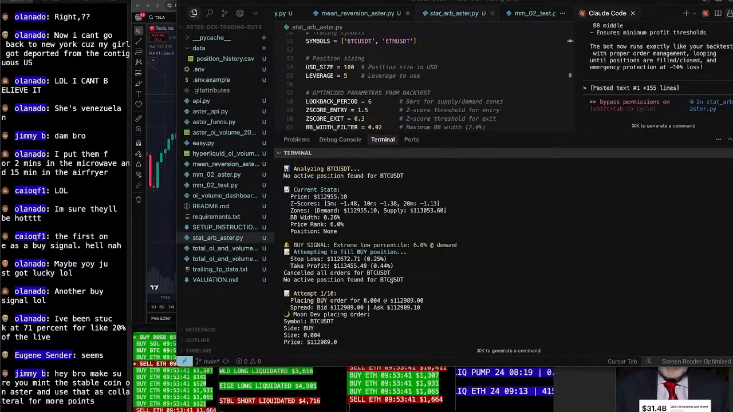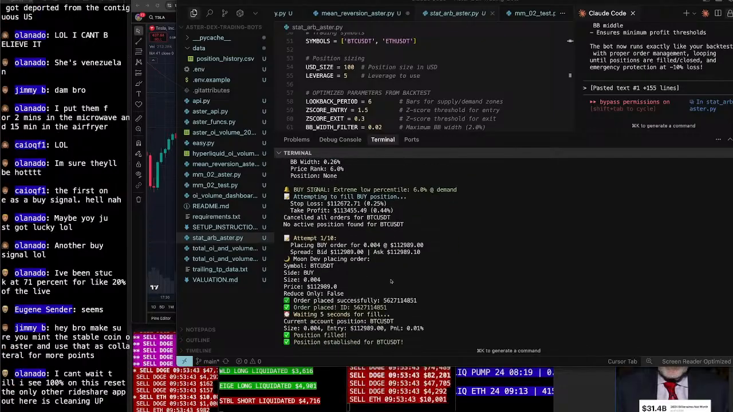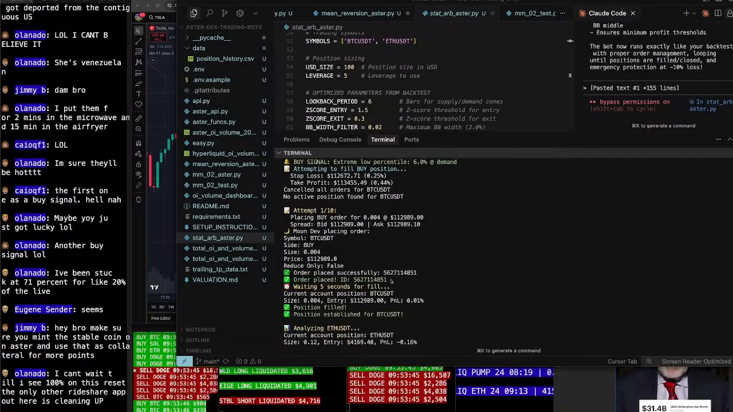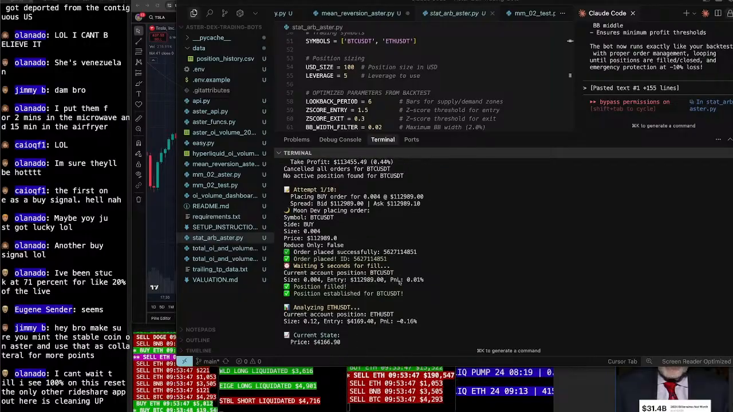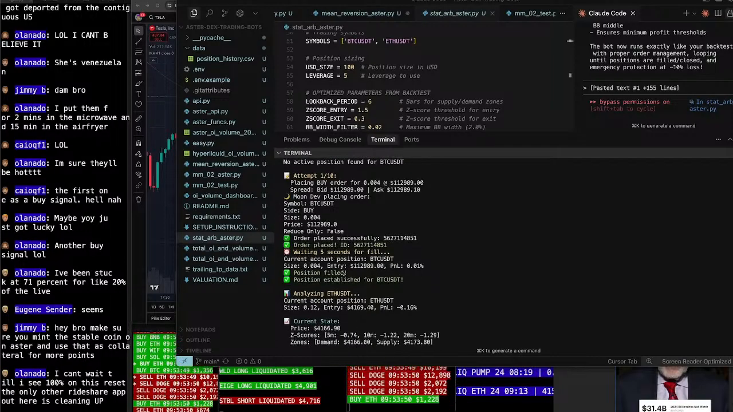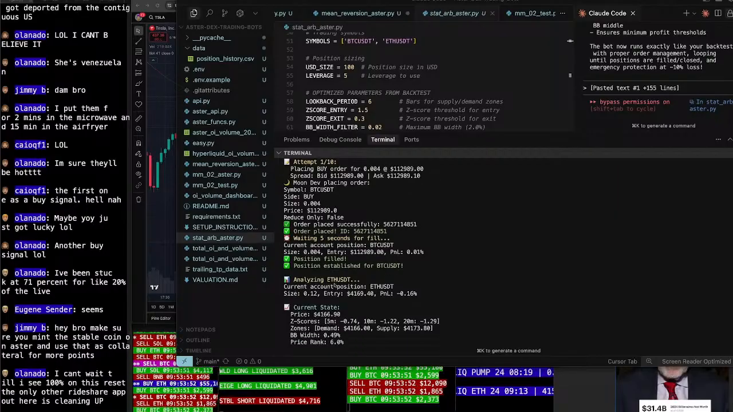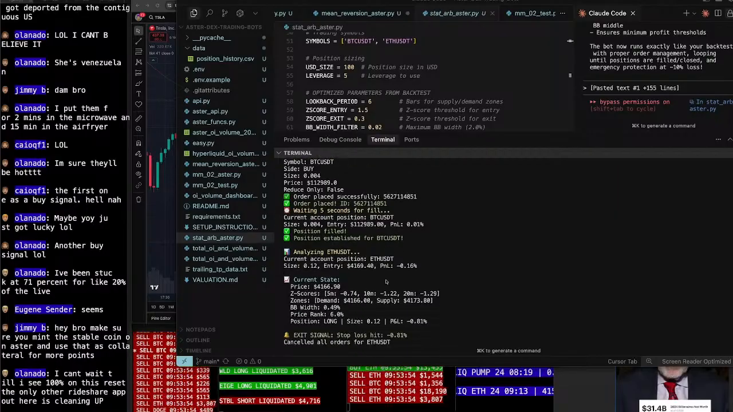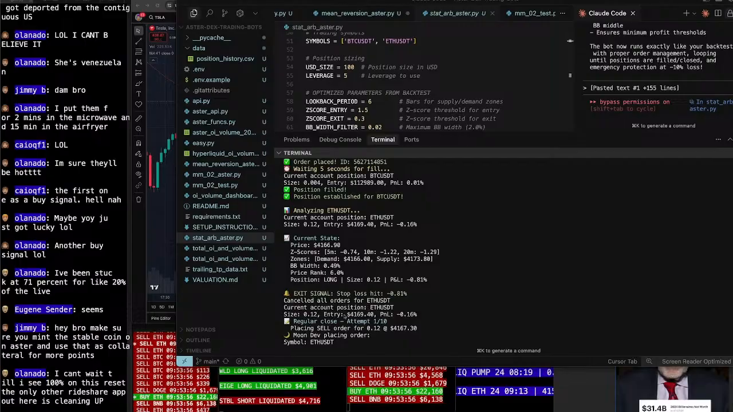Buy signal, extreme low percentile. Okay. P&L, so analyzing the negative. Exit signal is 0.18. Signal stop loss hit.